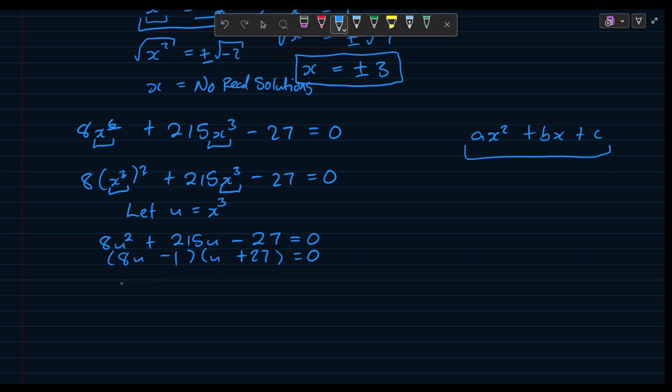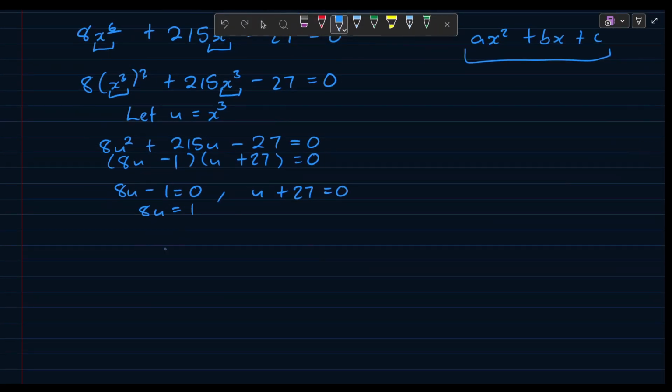So here we're going to get 8u minus 1 equals 0, or u plus 27 is equal to 0. From our first equation we get 8u is equal to 1, which leads to u is equal to 1 over 8. And from our second equation we get that u is equal to negative 27. Now since we have found u, we can use that to help us find x.